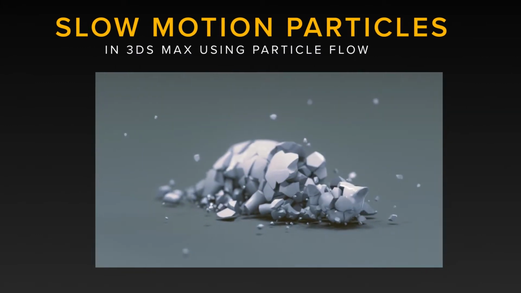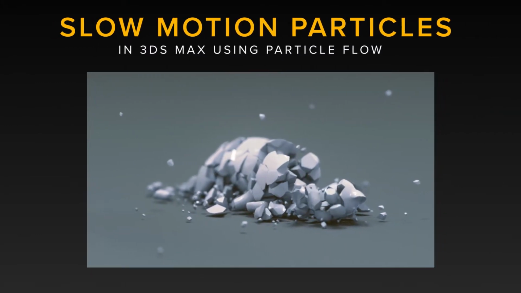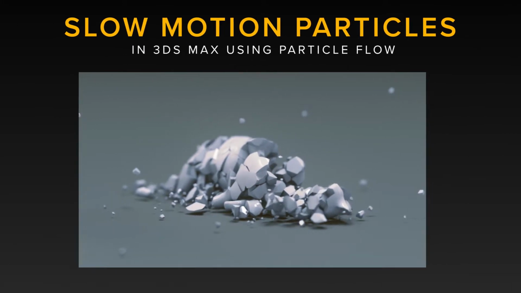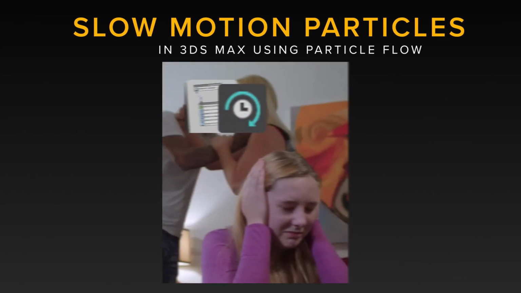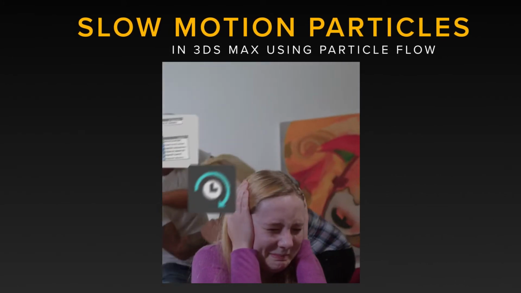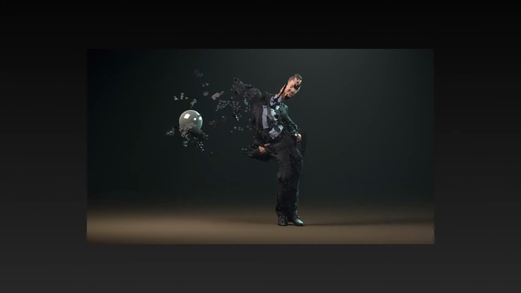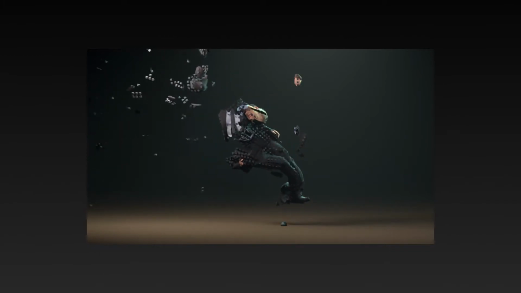The other week I had a project where I wanted to create some particle simulations, but I wanted them to look like slow motion video where they start fast and then slow down for a moment and then speed back up to resolve. I thought this would be easy, but particle flow in 3ds Max doesn't really play nicely with the retiming tools. It took me a bit of digging to find an answer, so I thought I'd make a walkthrough to share what I found.